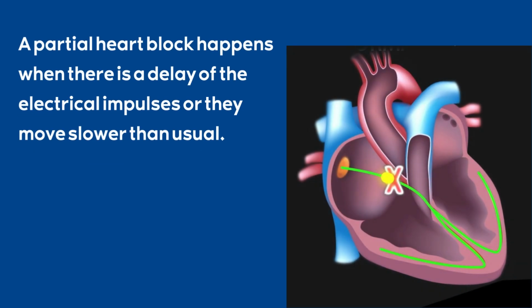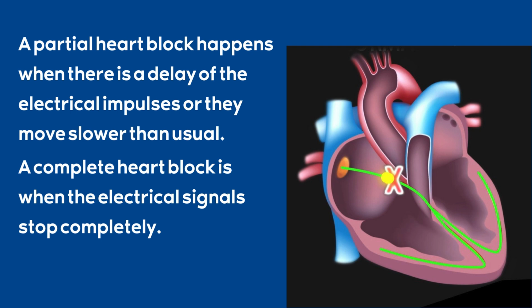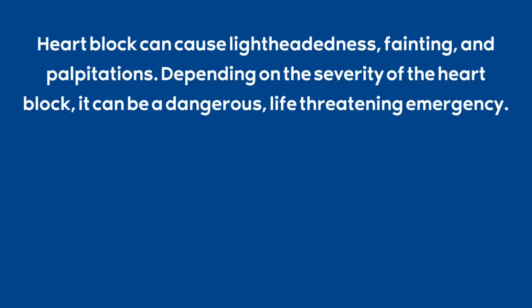A partial heart block happens when there is a delay of the electrical impulses or they move slower than usual. A complete heart block is when the electrical signals stop completely. The heart rate can drop to about 40 times per minute or slower. Heart block can cause lightheadedness, fainting, and palpitations. Depending on the severity of the heart block, it can be a dangerous, life-threatening emergency.